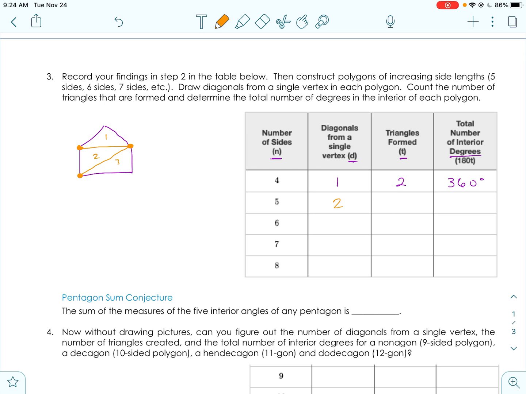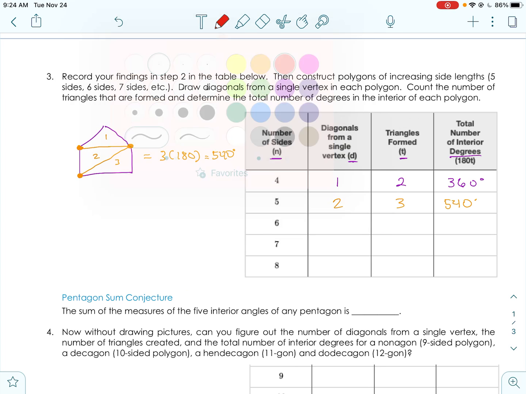So with this pentagon, regardless of what pentagon you drew, you could create two diagonals. And if you look at this, you have 1, 2, 3 triangles. We know that each of those triangles, by the triangle sum conjecture, has 180 degrees. So the total number of degrees in this shape would be 3 times 180, which is 540. Okay, so we have 540 degrees. Now, we're going to continue doing this. Go ahead and draw your hexagon, then your heptagon, and then your octagon.